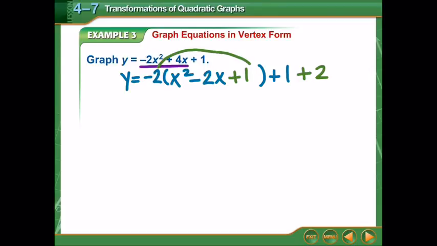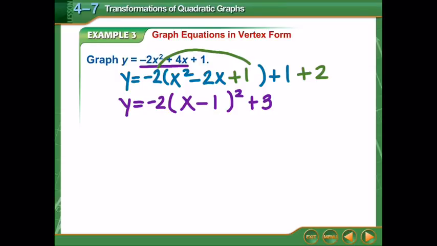Okay, so now I can write my equation as a perfect square. So y equals negative 2 parenthesis, I'm going to write this as a perfect square. This is going to be x, and then the number before I squared it was a negative 1. And then out here on the end, 1 plus 2 is plus 3. Okay, so here's our equation in vertex form.